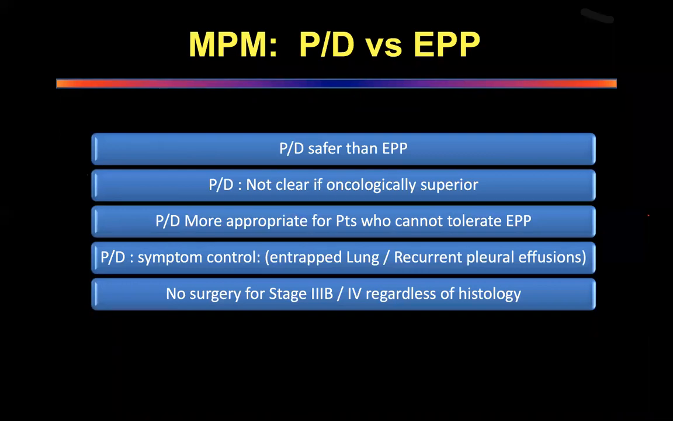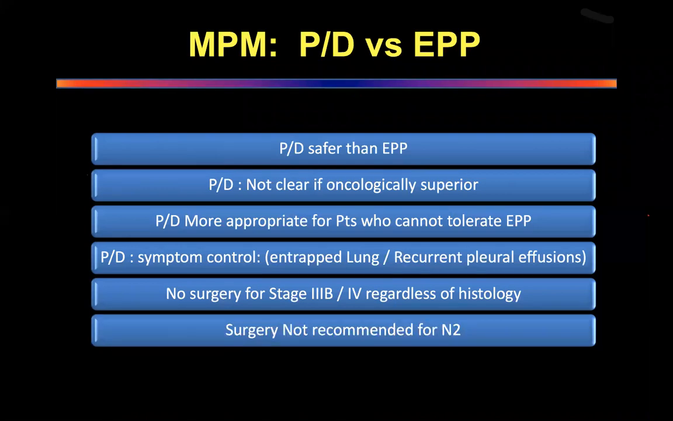There is no surgery for stage 3B or 4, regardless of histology. No surgery. Do not offer surgery in stage 3B or 4. And if you've got N2 disease, do not offer surgery. You have no justification for operating on a patient with a mesothelioma who's got N2 disease.